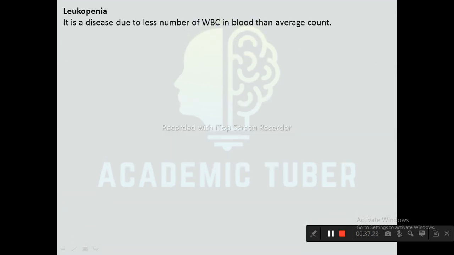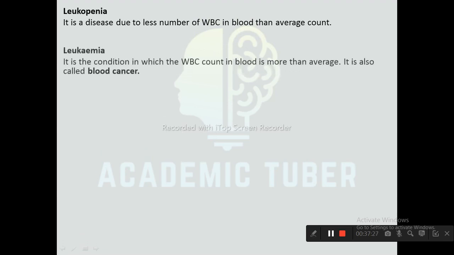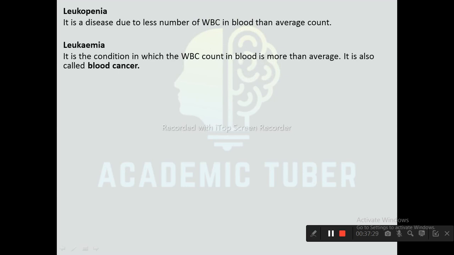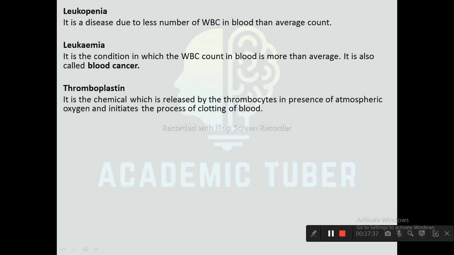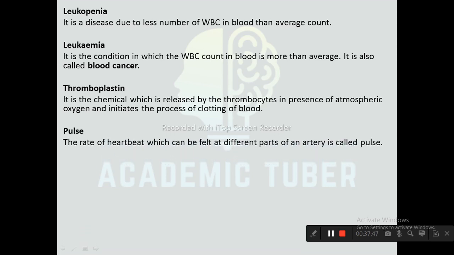Leukopenia, it is a disease due to a lower number of WBC in blood than the average count, whereas leukemia is the condition in which the WBC count in blood is more than average, also known as blood cancer. Thromboplastin, it is the chemical which is released by the thrombocytes in presence of atmospheric oxygen and initiates the process of clotting of blood.